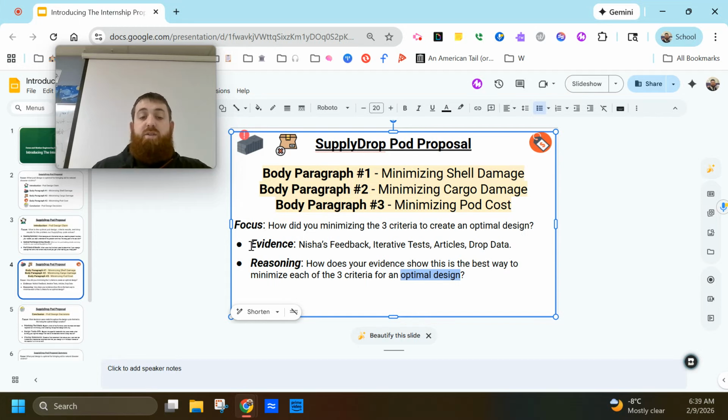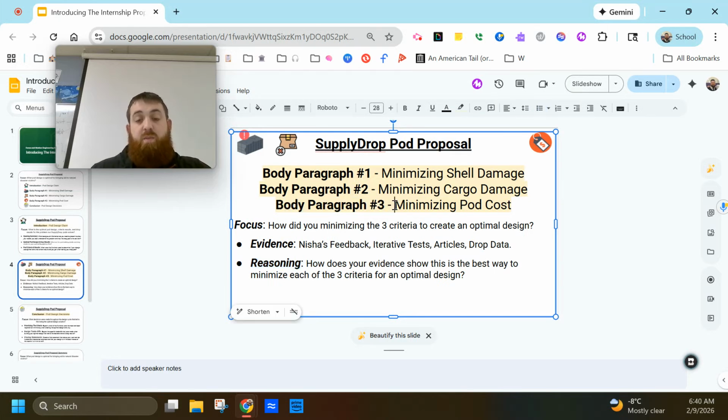Now, you're going to use the same type of evidence and have the same type of reasoning, but for each of the body paragraphs. So though it's going to seem very repetitive, okay, it's going to have a different focus for each paragraph. So obviously, again, paragraph 1, minimizing shell damage. What is the evidence to show that you minimize your shell damage to create an optimal design? What's that reasoning? Why is this optimal? Same with cargo damage. What evidence do you have to show that you were able to minimize cargo damage for this design? And again, reasoning, what makes that optimal or best?